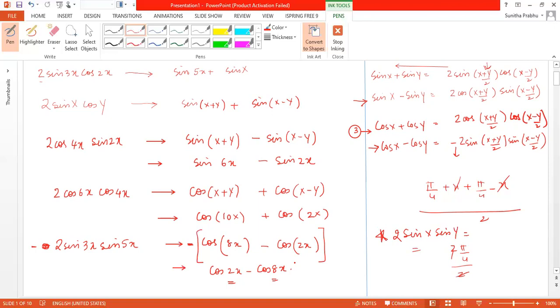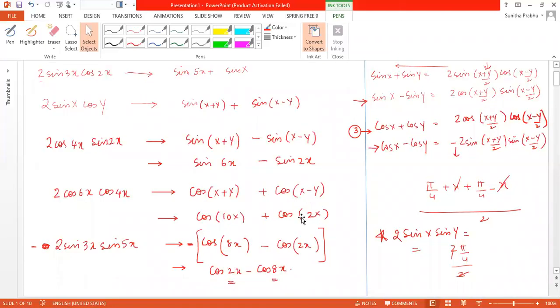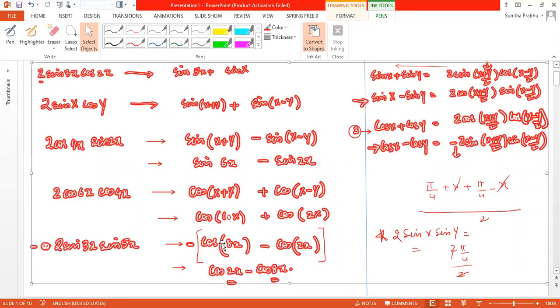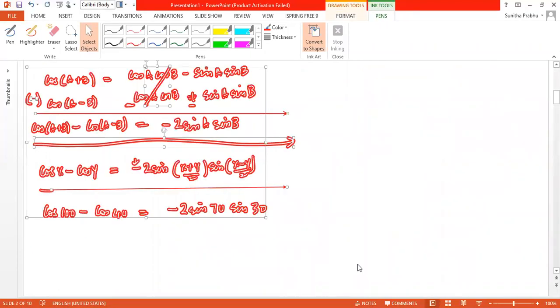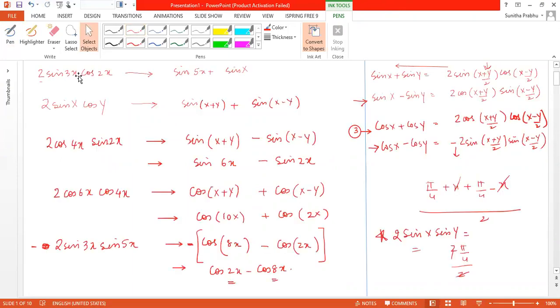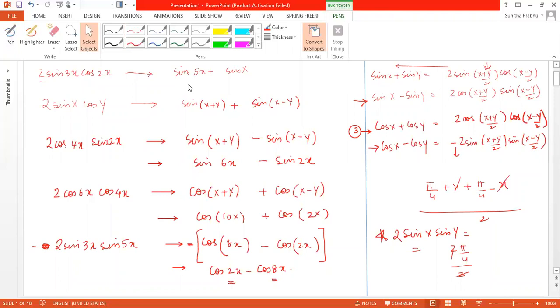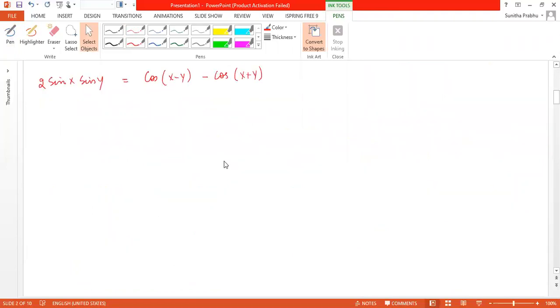So we will formalize that and say: when you have sine sine, this is always going to be cos difference minus cos sum. Does it make sense? Good job.